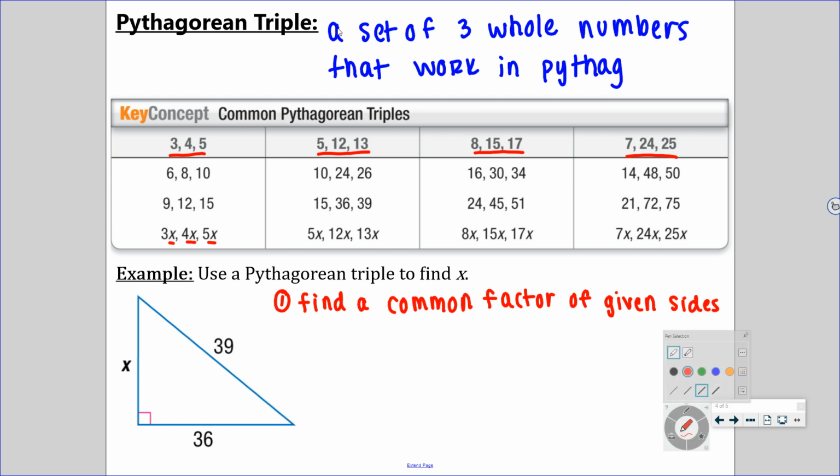Okay. Anybody got a common factor? So factors are numbers that go into 39 and 36. 3. 3 goes into both of those. They're both divisible by 3. All right, let's do the math. So 39 divided by 3 is 13.